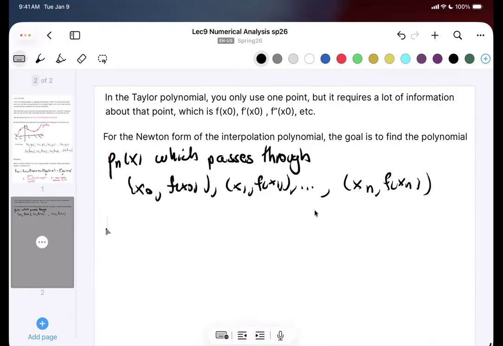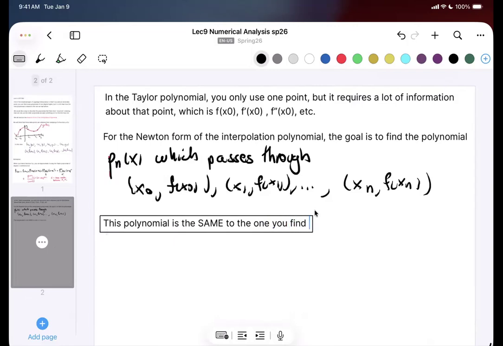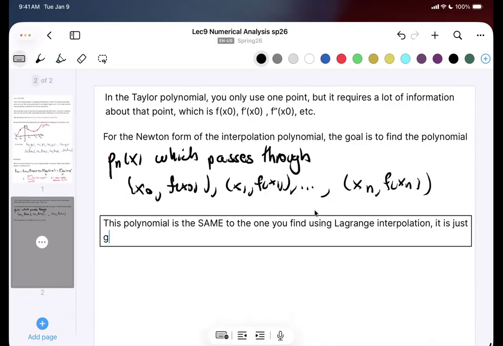So this polynomial is the same from the Lagrange interpolation. It's just going to be expressed in a different way. So let me just say that to make it clear: this polynomial is the same as the one using Lagrange interpolation. It is just going to be written in a more suggestive way.